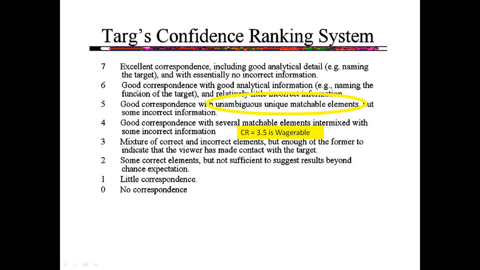A 6 goes to the next step, and it starts adding analytical information, for example, naming. Okay, so you might name the function of the target, but it's very high intellectual, analytical kind of information about whatever the target is, and very little incorrect information. And then a 7 is basically spot on, including analytical information.